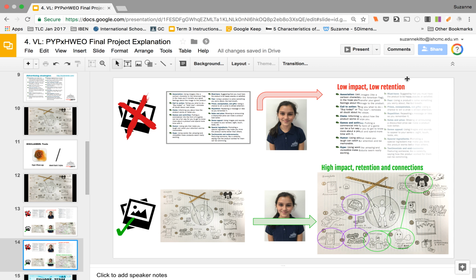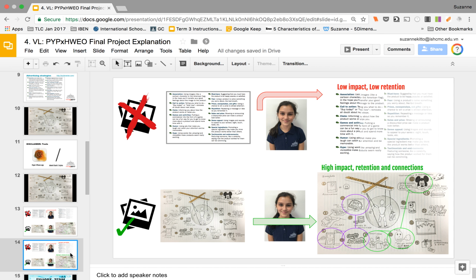So just to recap, I figured low impact on the students, probably low interest and low retention if it was just given in a written form. High impact, retention and that opportunity for synthesis and making connections, going deeper with their thinking, which obviously will then again help with their application of this knowledge when they go to create their own advertising.